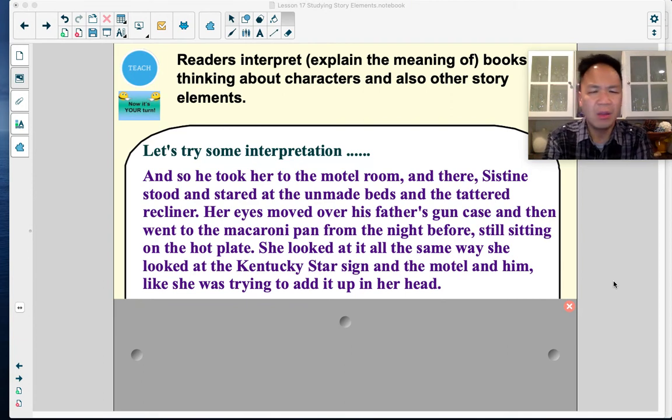Remember, writers don't write anything by accident. All those things are there for a reason. Why does Kate DiCamillo tell us all about the unmade beds and the tattered recliner and the father's gun case? What is happening in there?